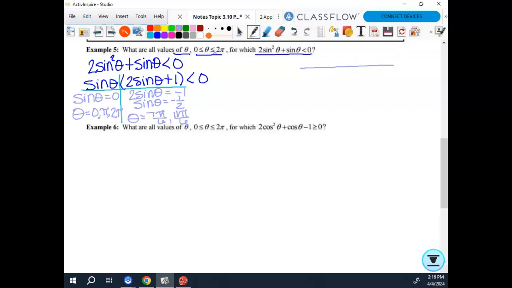Now, for this number line, because I have this domain restriction, I'm always going to start at 0 and end at 2 pi, even if it's not part of what's over here. I would include it anyway. After 0, what's my next angle? Pi. Remember, this doesn't have to be to scale, just spread them out evenly. Pi, then 7 pi over 6, and then 11 pi over 6.